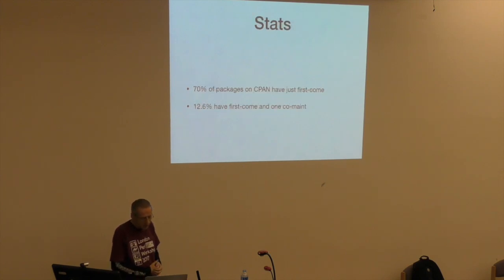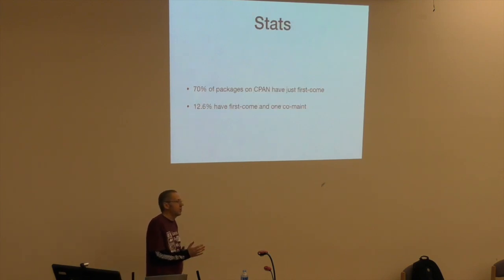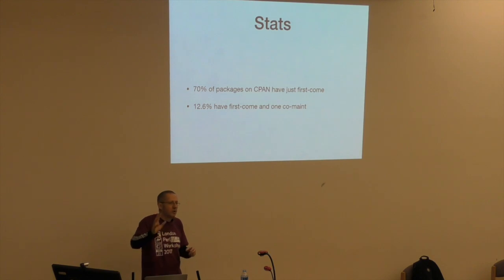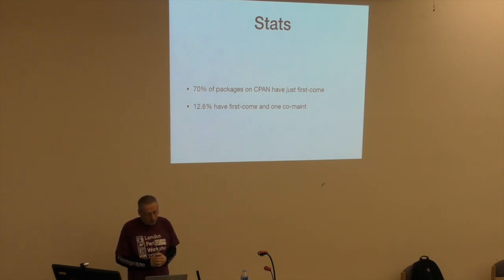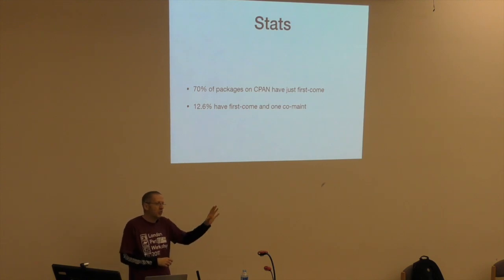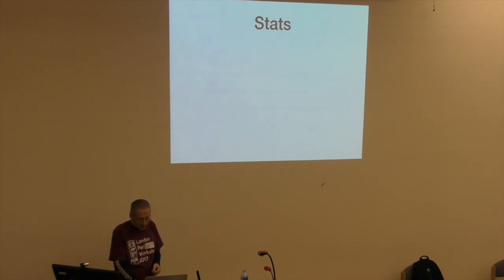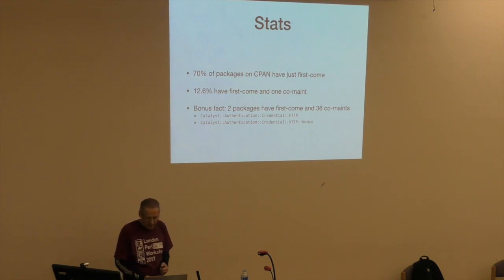Some quick statistics for you. 70% of things on CPAN have just a first-come permission, so you can see that is the bulk of it. Someone releases their module and no one else ever releases that module again. The next biggest group is 12.6%, which is 1 first-come and 1 co-maint. So together that is the bulk of what's on CPAN. Bonus fact for you, there are 2 packages that have a first-come and 36 co-maints, and a prize for anyone, not really a prize, who'd like to guess the namespace of those? No. No. Okay, so Catalyst, basically.